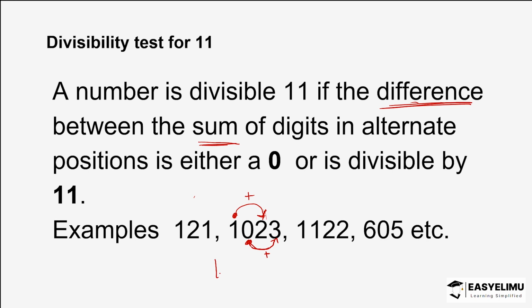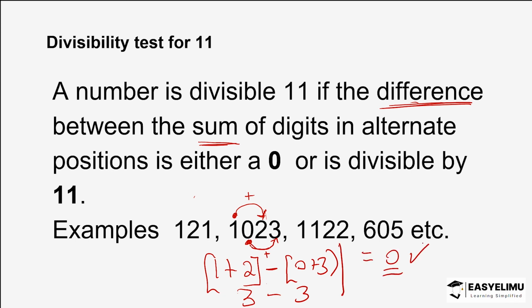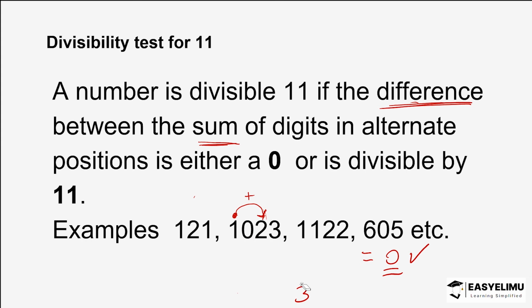So we have 1 plus 2, and then the difference, meaning we subtract 0 plus 3. This gives us 3 minus 3, and you can see that the answer is 0. So you can get 0 as the answer, or a number that is divisible by 11. All these follow the same pattern. So we have 121 here, divisible by 11.